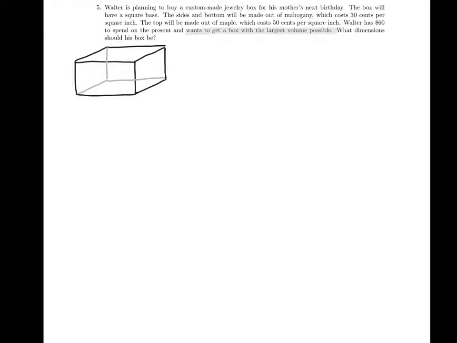Now, I know there was this whole sentence that talks about how expensive each of the sides will be, but that's not something I can really incorporate in my drawing. So remember that this reading was just to draw a sketch and write down our goal. Our goal here is that he wants to get a box with the largest volume possible. So I'm going to write down that we want to maximize volume. And it's that physical quantity, volume, that is going to be the function that we want to build.